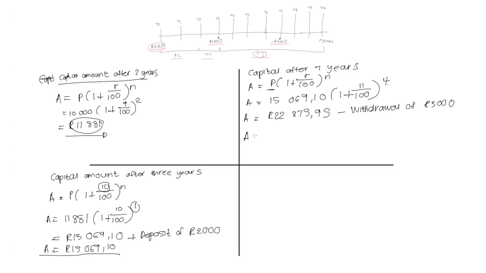We are then left with a final amount of 19,875 Rand and 95 cents. The last step is to calculate the capital that is available after 10 years, after the initial deposit.